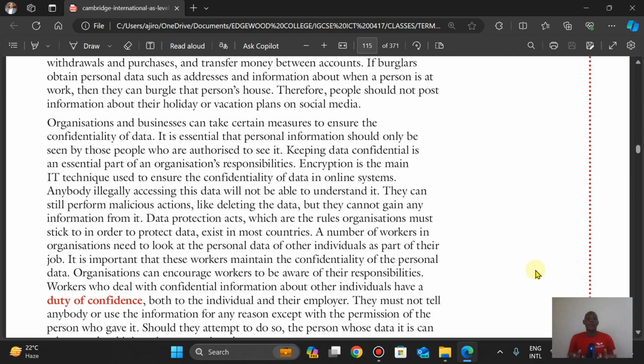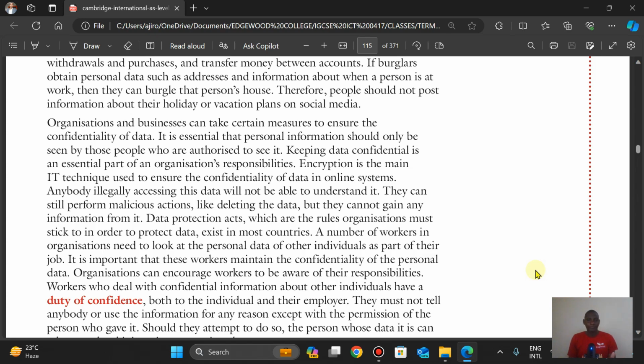And one way to ensure that keeping data confidential is an essential part of organizational responsibility is encryption, which is the main IT technique used to ensure data are confidential in an online system. Anybody illegally accessing data will not be able to understand that data. Okay, they can still perform malicious activities like deleting data, but they cannot gain any information from it.